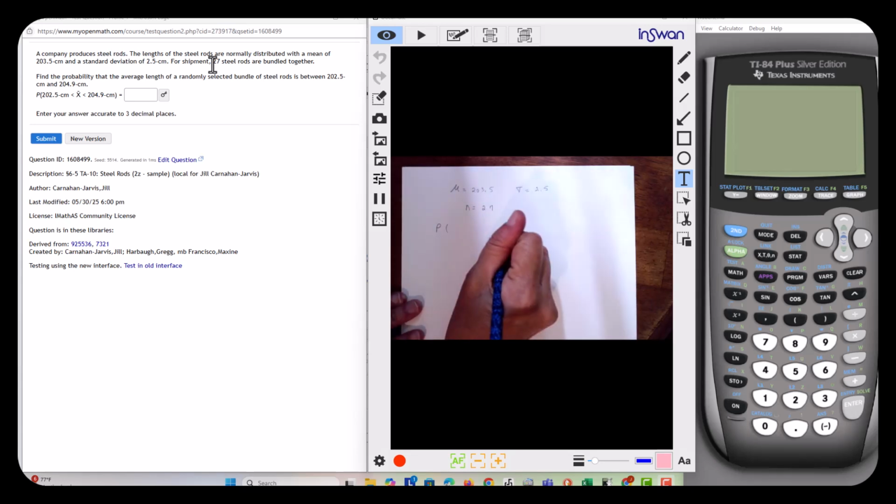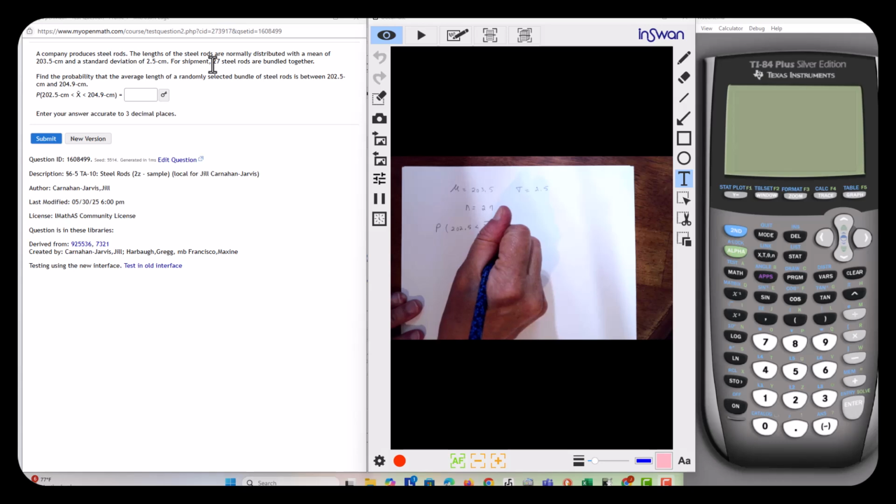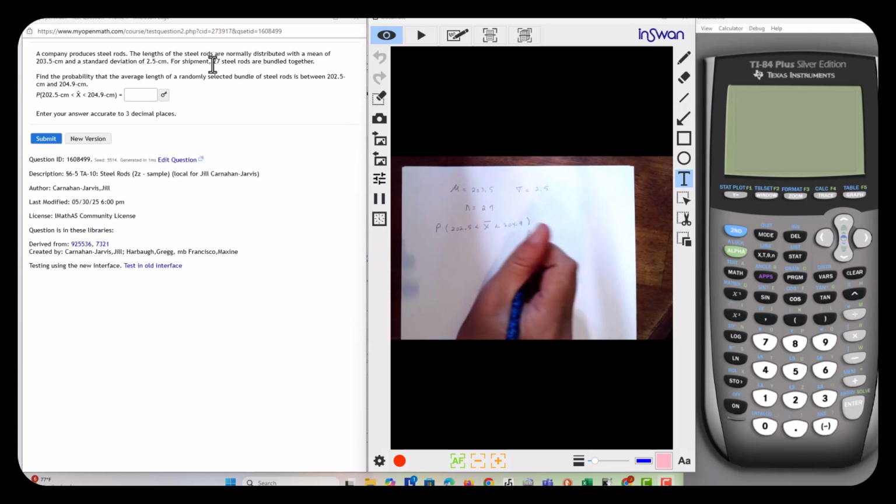Now we're asked to find the probability. Now this is an in between. The probability that 202.5 is less than x bar is less than 204.9. And these are in centimeters. I just leave off the dimensions because it's just easier in math to do that.